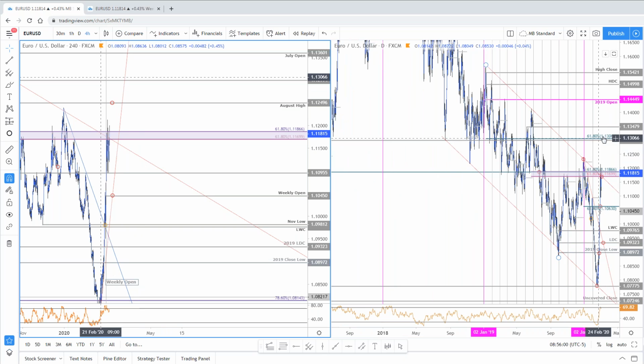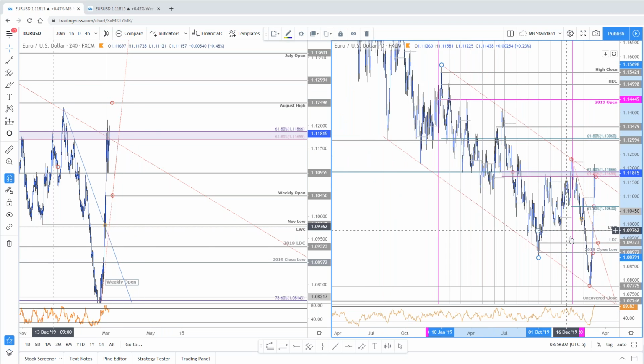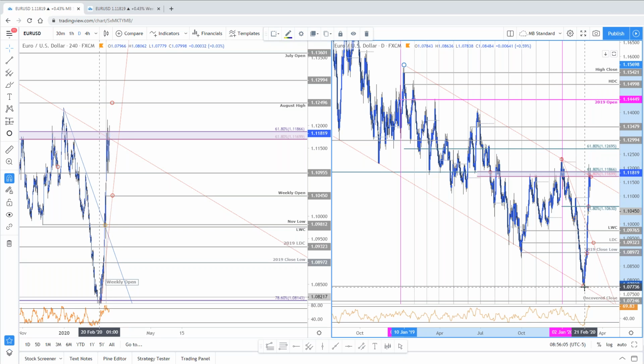113.06 is actually the 618. Actually, we can drop that. I'm sorry, it's the wrong 618 at this point. Gotta come down here.